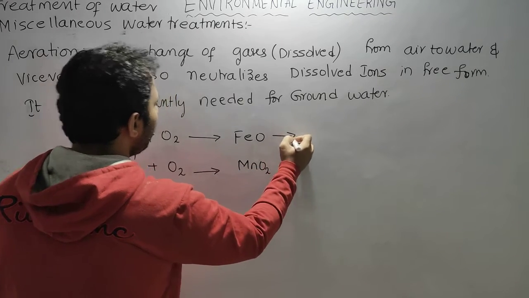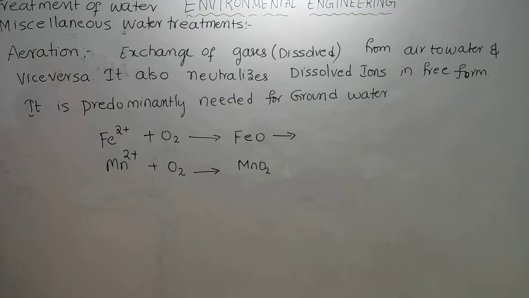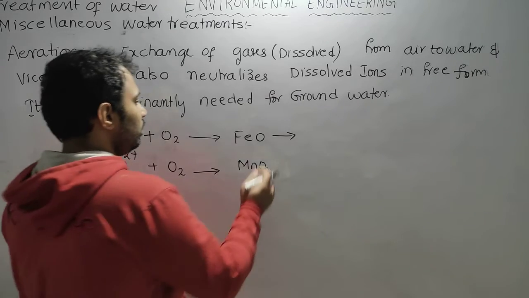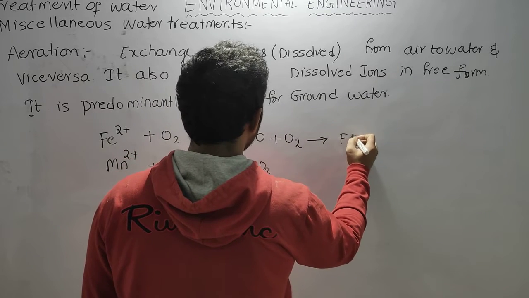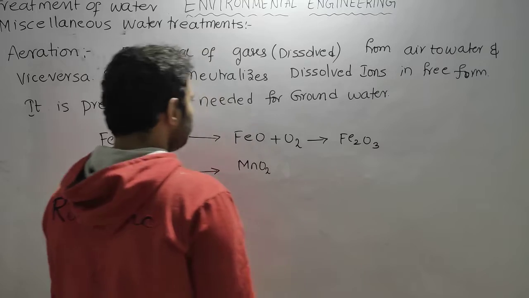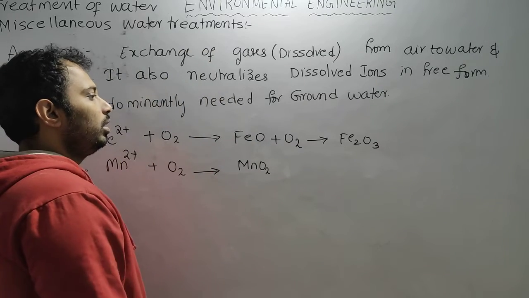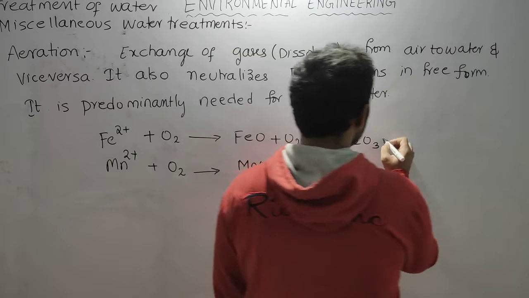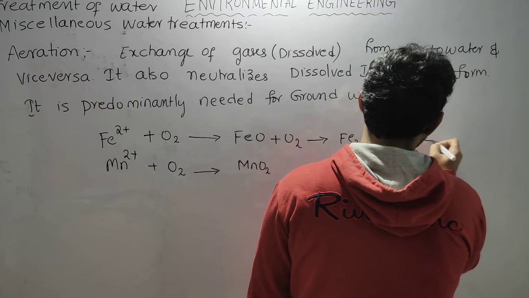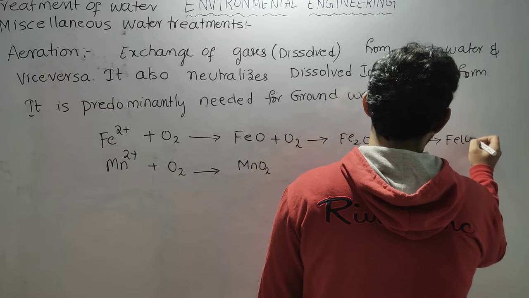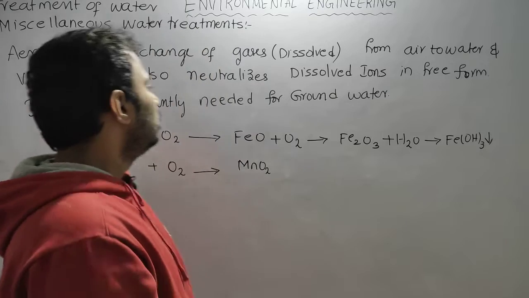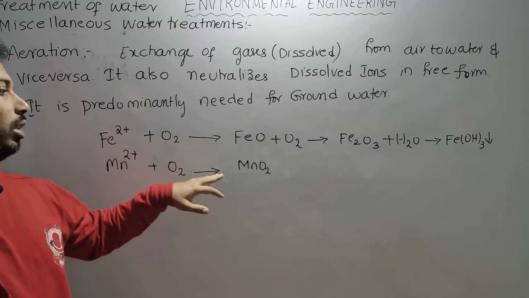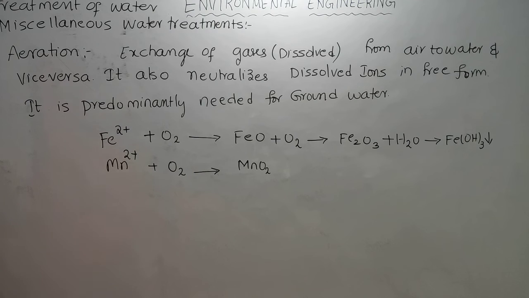And this FeO reacts with more oxygen and water. If FeO reacts with more oxygen, it forms Fe2O3, and this Fe2O3 further reacts with H2O and forms Fe(OH)3, which is a settleable precipitate. This is nothing but floc. So likewise, generally the iron gets removed, and manganese also gets removed in the same manner.